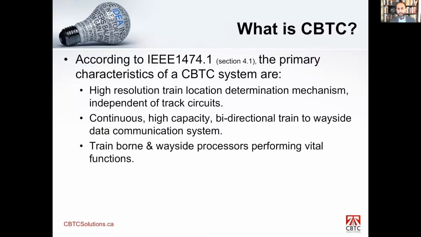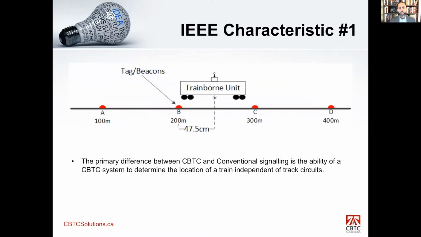Two, a continuous high capacity bidirectional train to wayside data communication system. Basically, the train is communicating its position to the wayside. And finally, three, train-borne and wayside processes performing vital functions, meaning you can transmit your position, but at the same time, whatever you're doing, it has to be safe. So that is the most basic definition of what CBTC is.